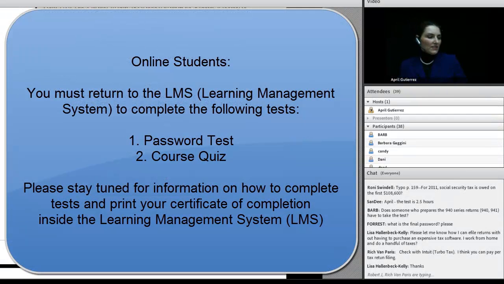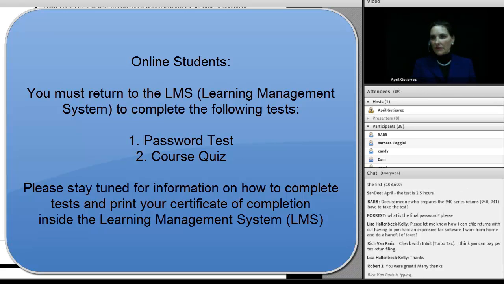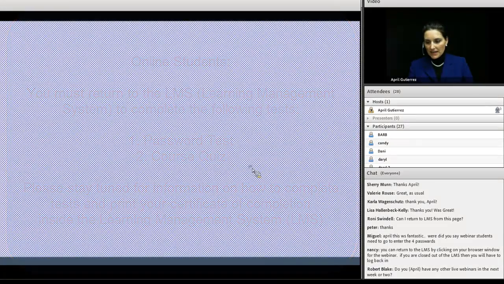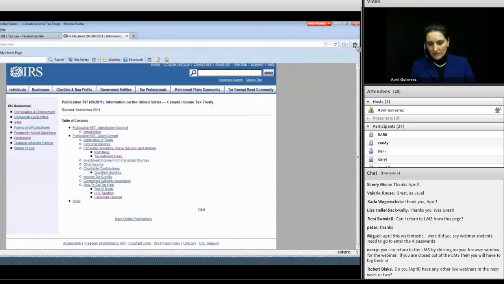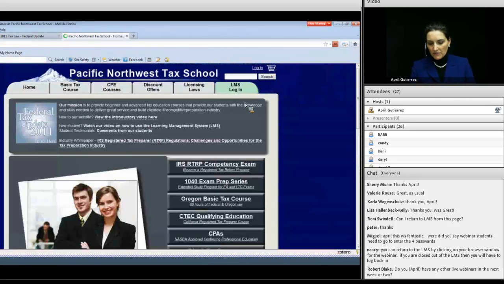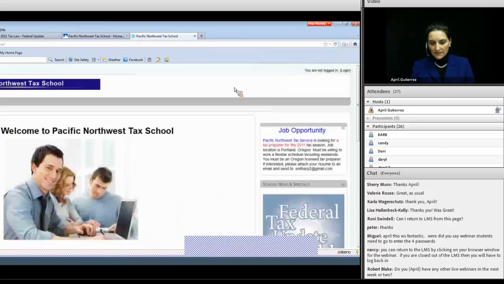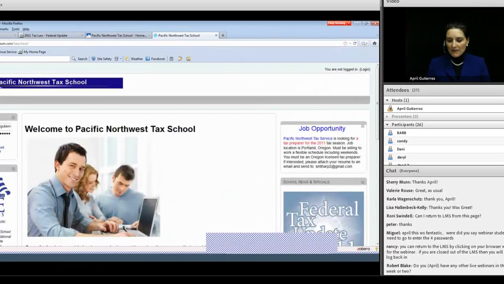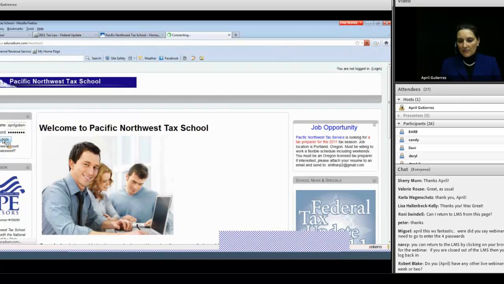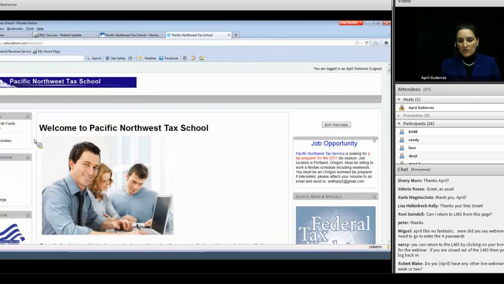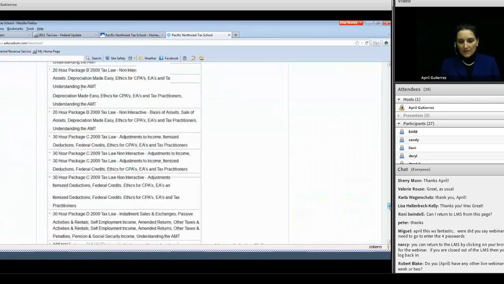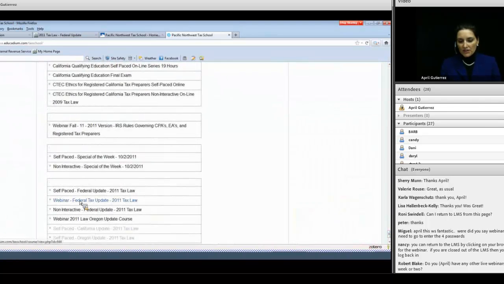Okay. So those of you who are online students, class is over. You need to return to the LMS and take your password test. When you pass the password test, you can print your certificate of completion. I'm going to go to our website where you have the login button, and then you need to log into the LMS. LMS stands for Learning Management System. And I'm going to scroll down to the course that you're enrolled in today, which is the Federal Tax Law Update. And you go inside and you see my picture, and then you see these tabs.